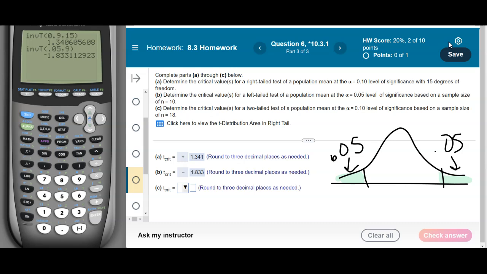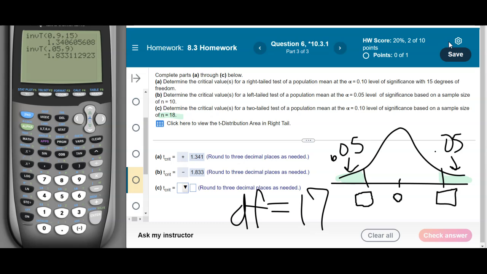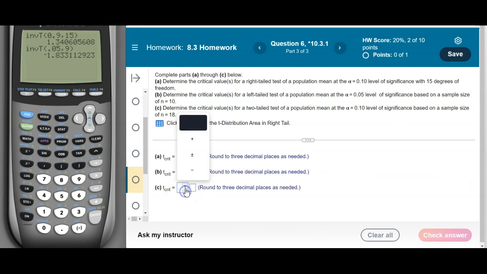Alright, the sample size again is 18, so that means degrees of freedom is going to be 1 less than that, 17. So I'm going to use inverse t. I'm going to get this number down on the bottom. It's going to give me the lower value. But because the mean of the t distribution is 0, this upper value is going to be the opposite of that number. So this is going to be a plus minus. So I'm going to select down here plus minus.